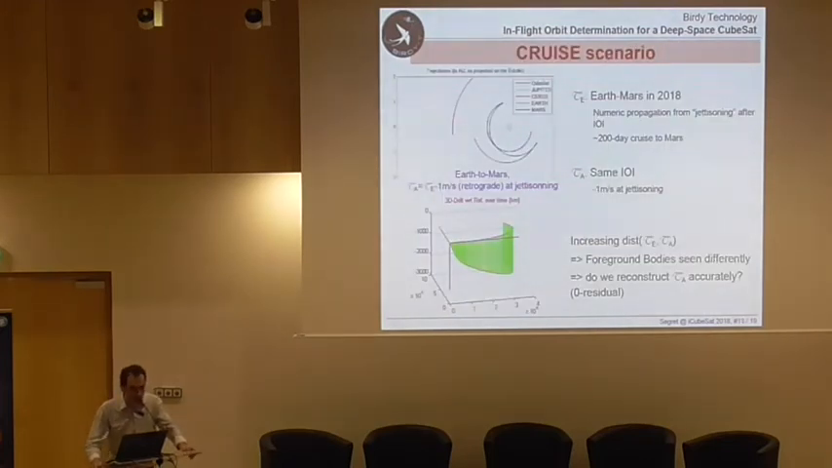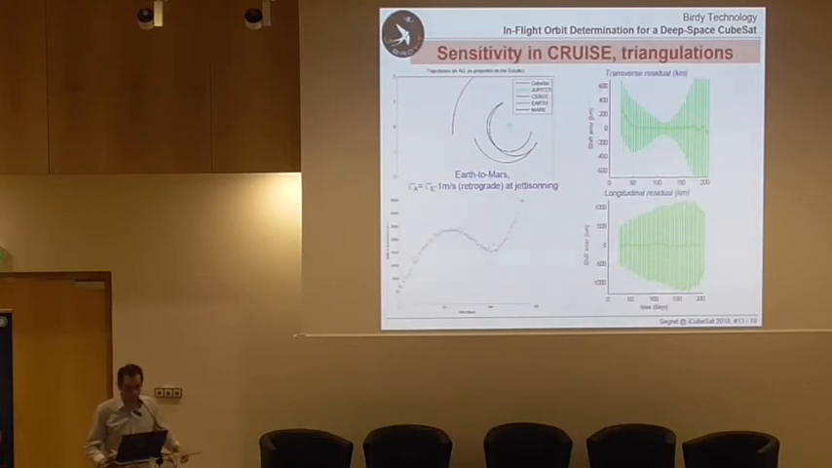We built a study case on the Earth-Mars scenario. I propagated an Earth-Mars trajectory that is then called the expected trajectory, TE, and I took the same initial conditions, removing 1 meter per second to simulate a retrograde jettisoning of the CubeSat at the beginning of the trajectory, and I propagated again. Then I have two trajectories, TE and TA, that are slowly drifting from each other, with an increasing distance. TE is known by the algorithm, but TA is not known. TA is converted into directions, so foreground body directions as seen from TA. That's what we simulated, and we try to see if we can reconstruct TA accurately. Well, the answer is: not so accurately.